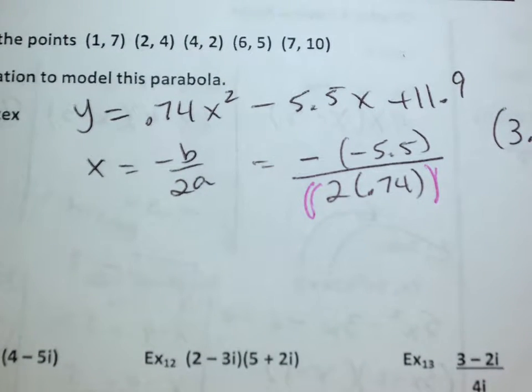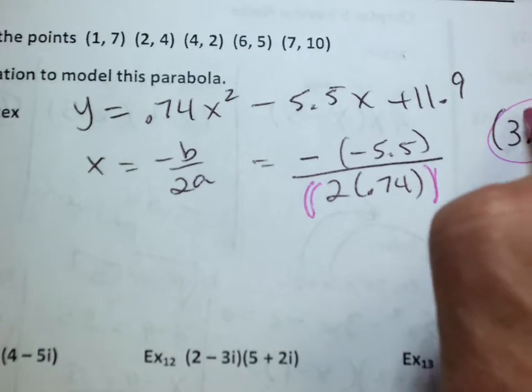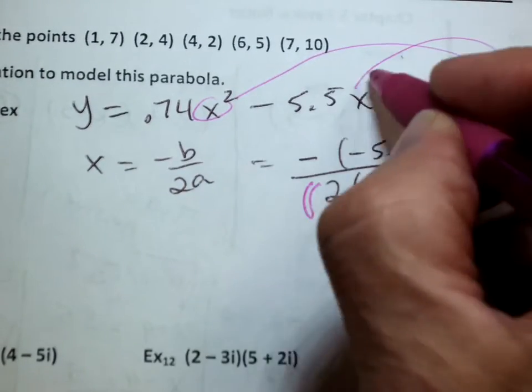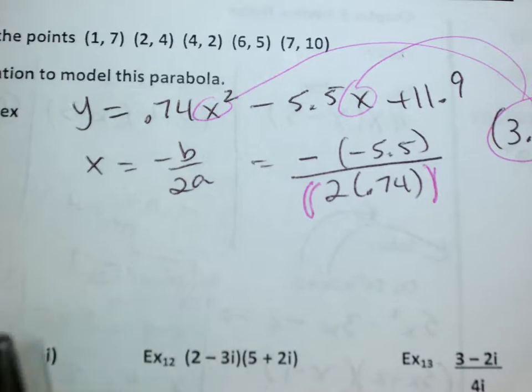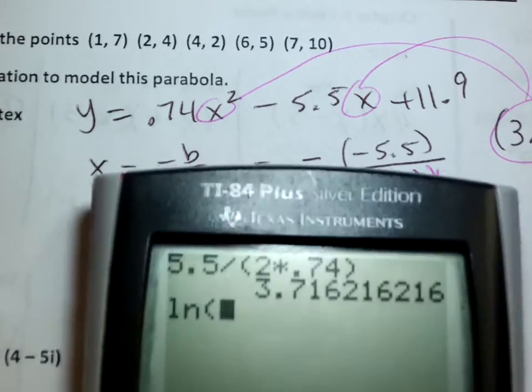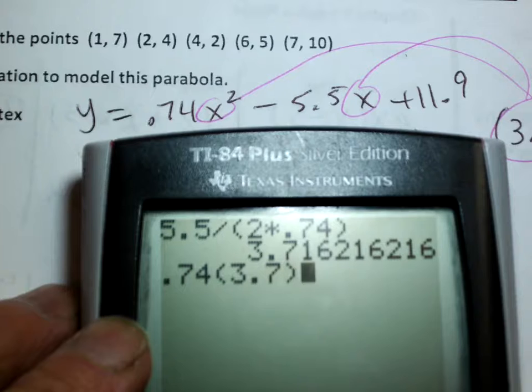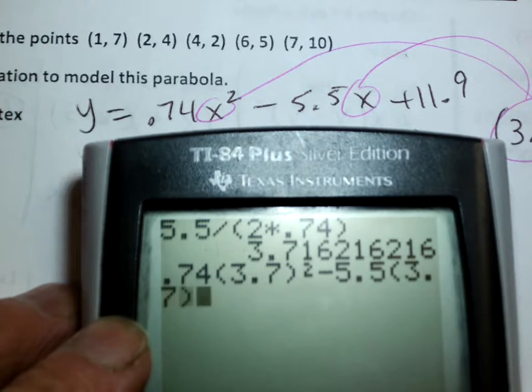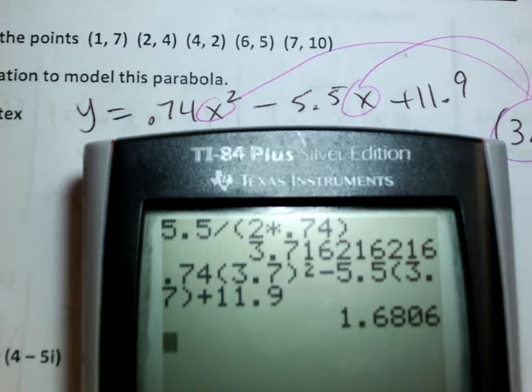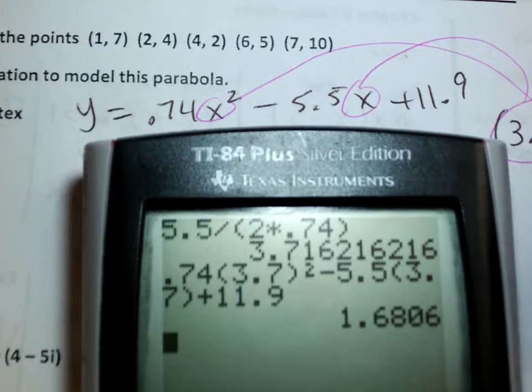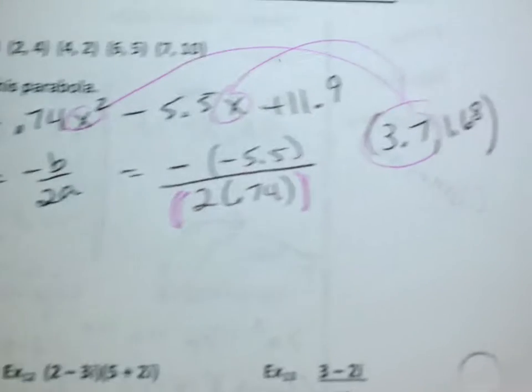Let's plug that 3.7 in for x, and again I'm going to use my calculator to show that. So I'll plug my 3.7 into my equation: 0.74 times my 3.7 squared, subtract 5.5 times my 3.7, plus 11.9. And that's about 1.68. So there's my vertex after plugging it in.